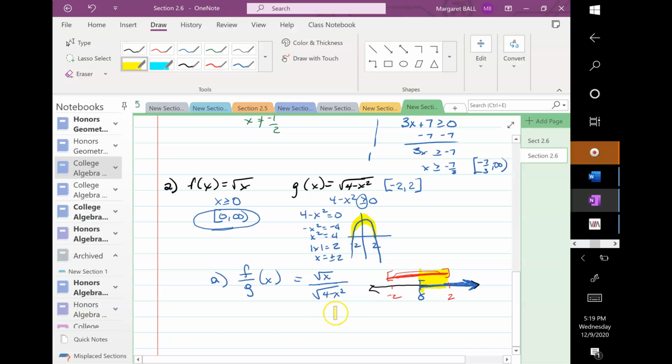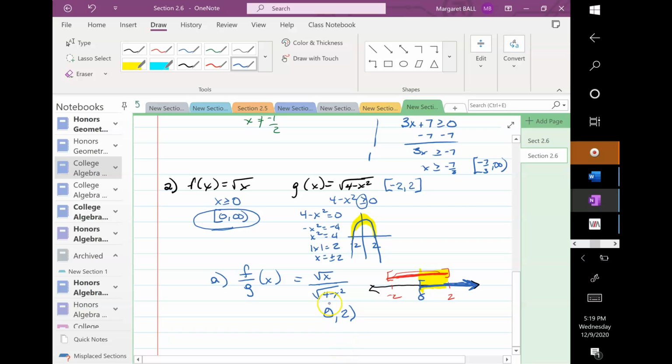Okay, but can it be 2? What happens if you plug 2 in here? 2 squared is 4. 4 minus 4 is 0. The square root of 0 is 0. So now all of a sudden you've got 0 in the denominator. Can't have that. So the domain, okay, we're starting at 0 and it goes to 2, but it can't be 2.